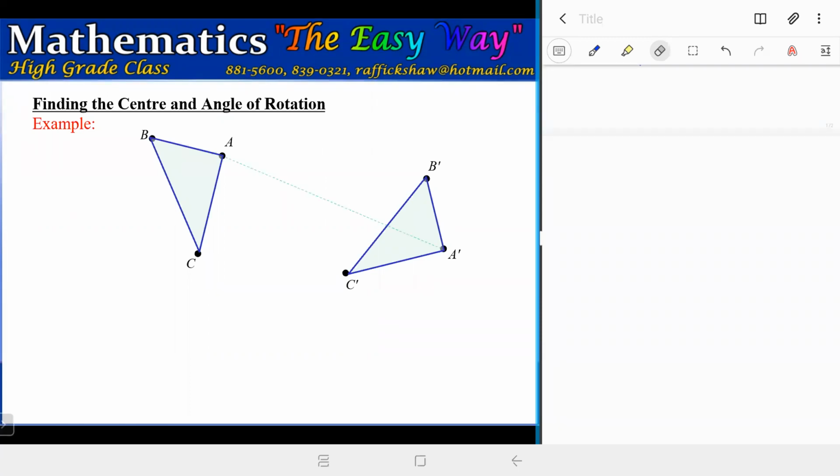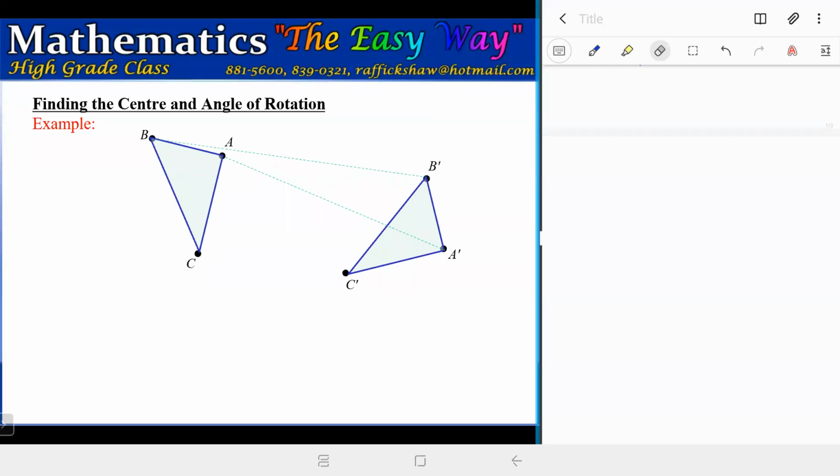So that's a line drawing the corresponding points, A to A prime. And I say I need two of them. So I join another pair of corresponding points. I can use C and C prime, or I can use B and B prime. In this example, I use B and B prime. So I'm going to draw another line joining corresponding points.